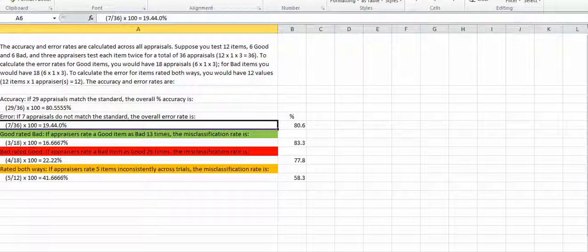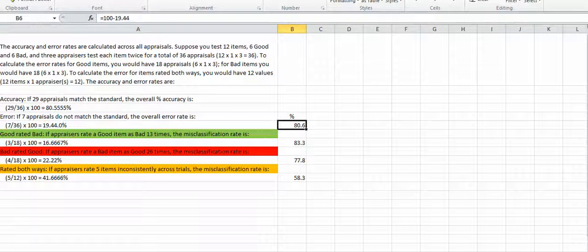And the error, if you look at 7 misses out of 36, it turns out to be about 19.44%. And the opposite, you can say, if the error is 19.44, then percent acceptance, if you will, is 80.6. So it's a complement, the balance up to 100%.